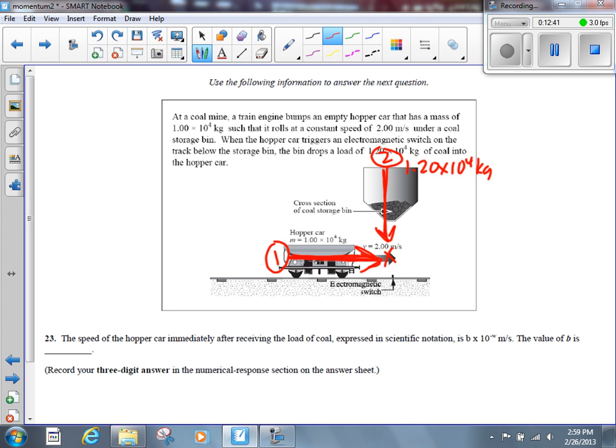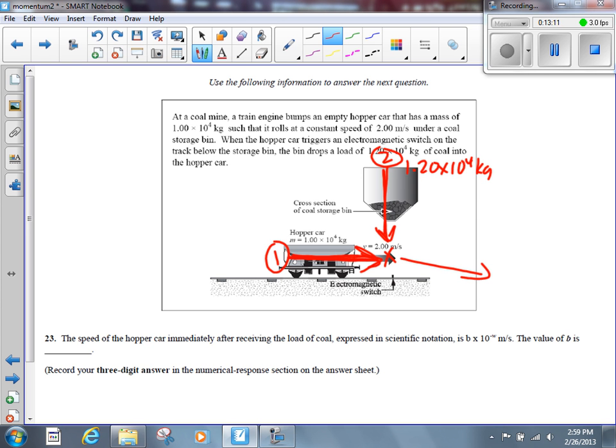Where is this hopper car / coal combination going to go after this collision takes place? Where should it go? Theoretically, where should it go? To the right and down. Down and to the right. If you've got a momentum to the right and a momentum down before the collision, then you have to have a momentum to the right and a momentum down after the collision. Does that make sense?